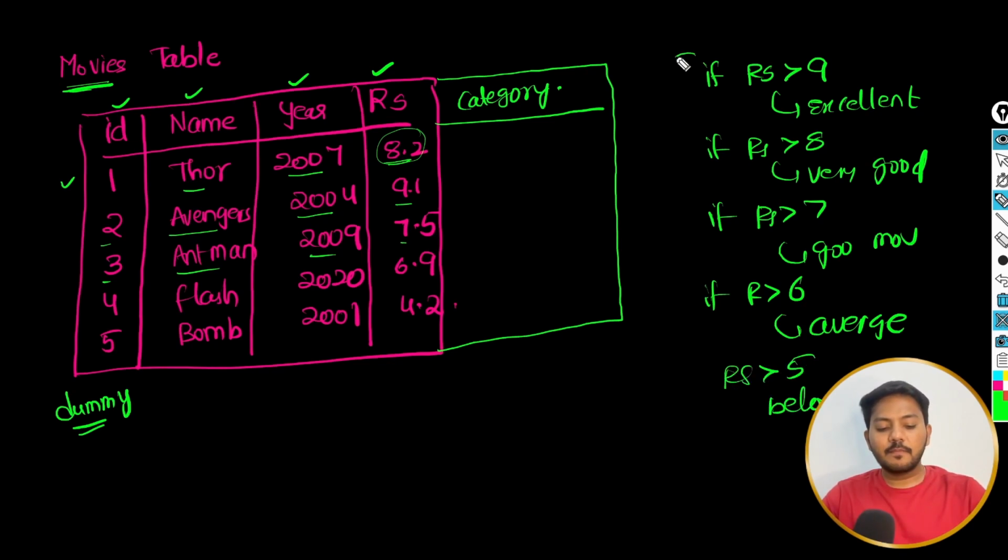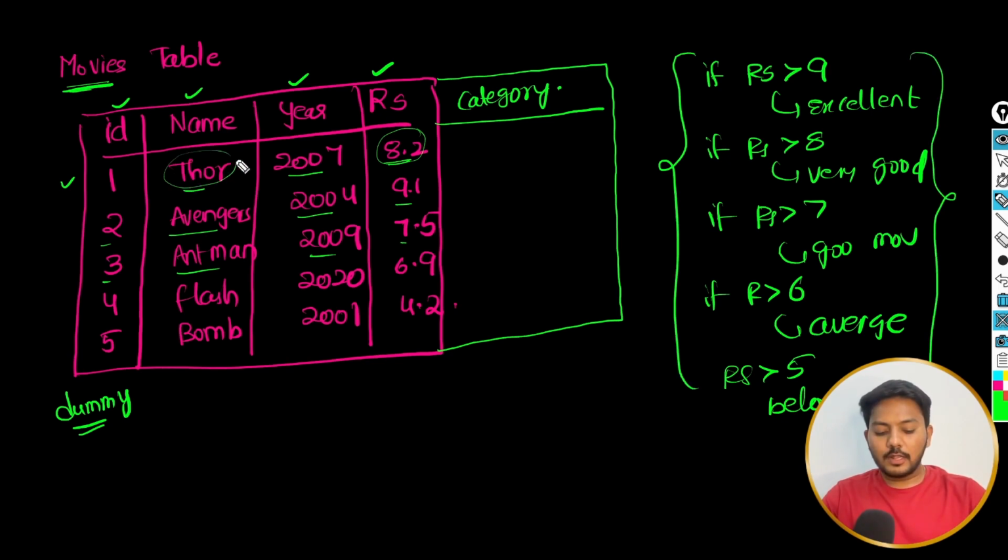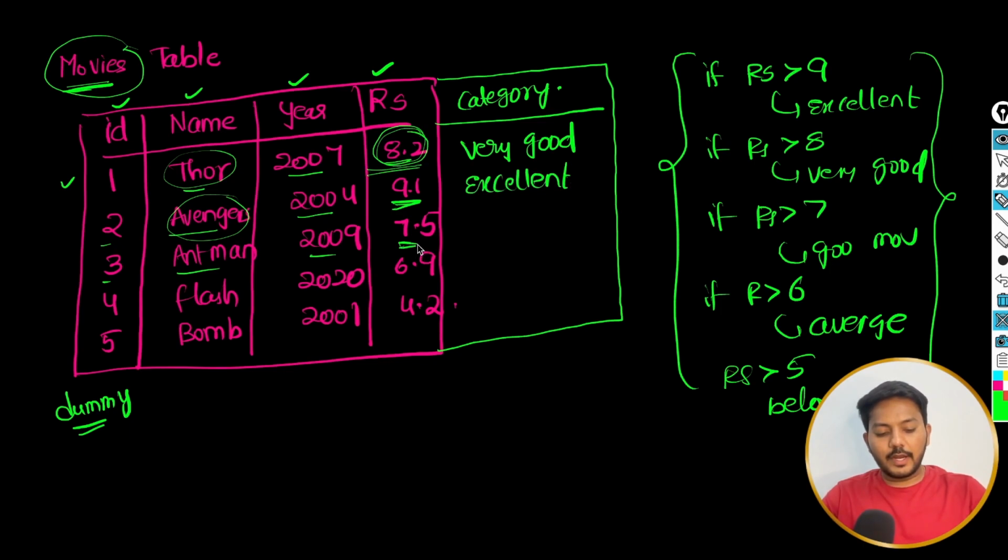So likewise, I want to create a categorization of all the movies in my movies table based upon the rank score. So this would fall into a category of very good, and this would fall into a category of excellent, and this would fall into a category of good, and this would be average, and this is below average or bad movie. Let's assume like this.